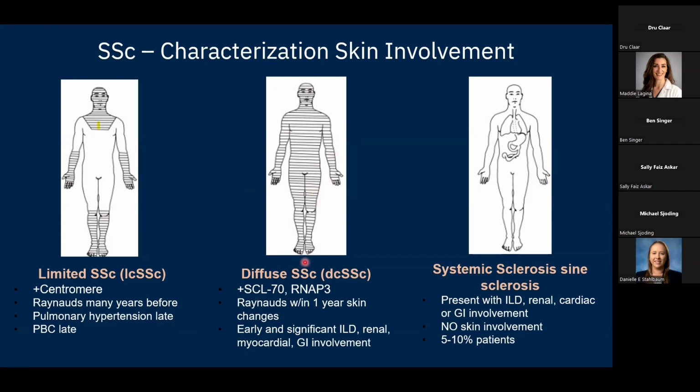Diffuse patients can have involvement of the skin basically anywhere on their body. It still typically starts in the hands and then moves up proximally. These patients are often positive for SCL70 and RNA polymerase 3. RNA polymerase 3 is associated with really robust, rapid skin changes with really severe skin disease. Often the Raynaud's in these patients occurs within 1 year of the skin changes or around the same time that the skin changes start. These patients can have a lot more significant internal organ involvement, including interstitial lung disease, scleroderma renal crisis, myocardial inflammation or fibrosis, and then bad GI involvement as well.